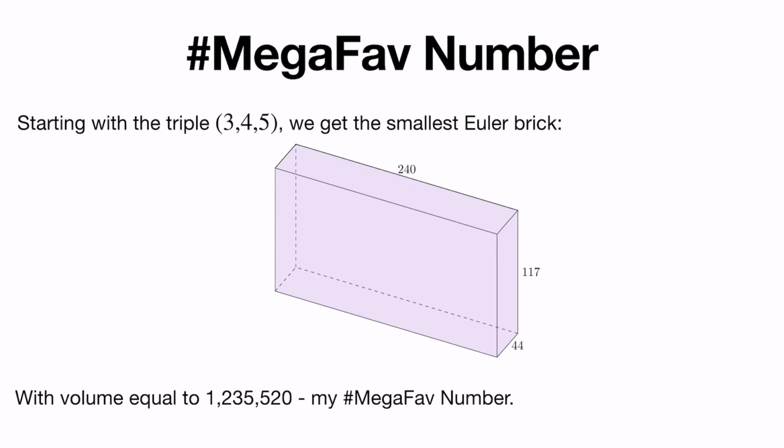Before I leave you, I'll leave you with one more question to wonder about. As we've seen, the Euler brick has integer edge lengths and integer face diagonals. You might be wondering, is it possible to find an Euler brick where the interior diagonal is also an integer length? I'll let you think about that one on your own.